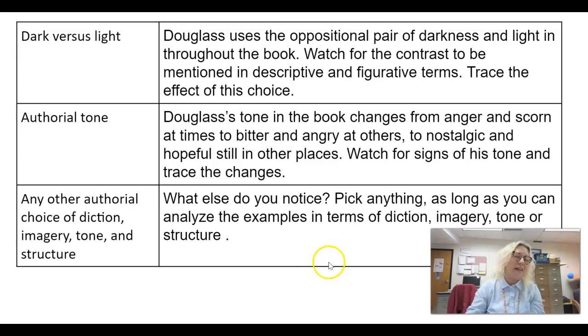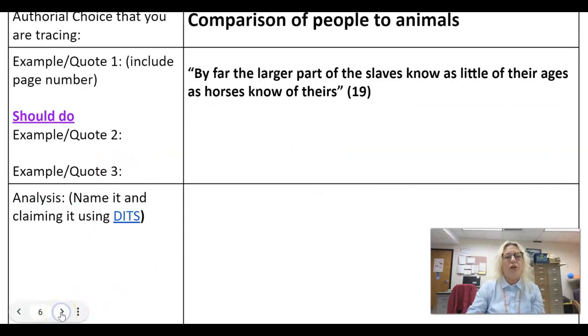Now, this is an old text, and sometimes I feel like the older the text is, the more help we need to trace authorial choices, because the language is so foreign from our own. So if you don't trace your own thing, that's okay too. No problem. Either way is fine. Let me show you an example of what you're going to want to do.